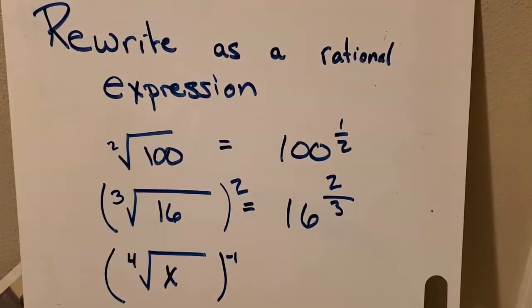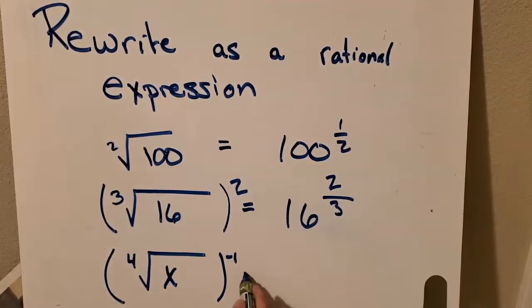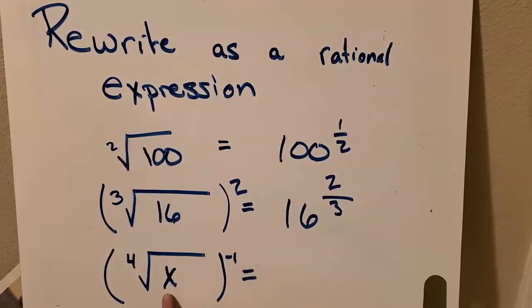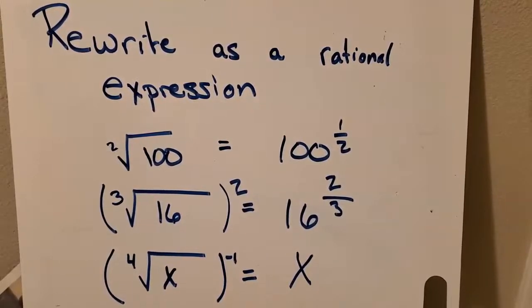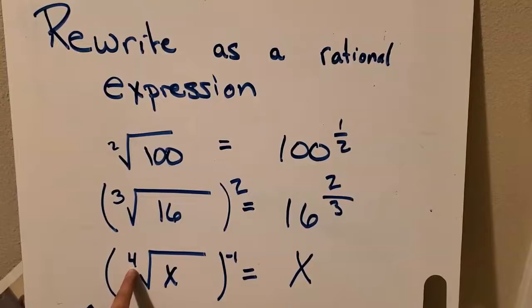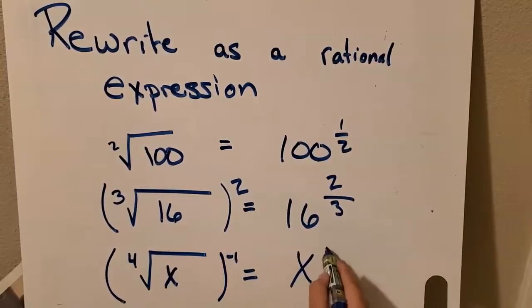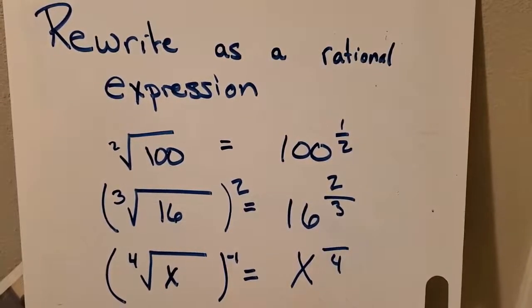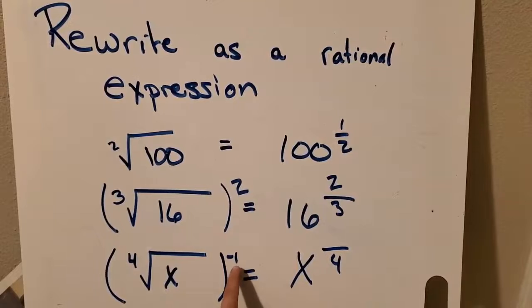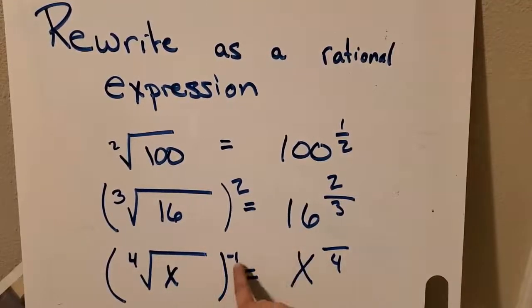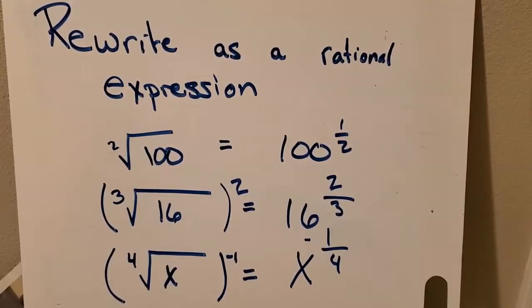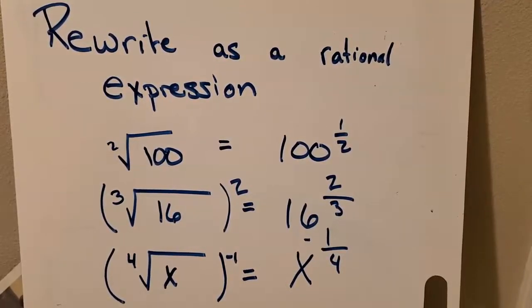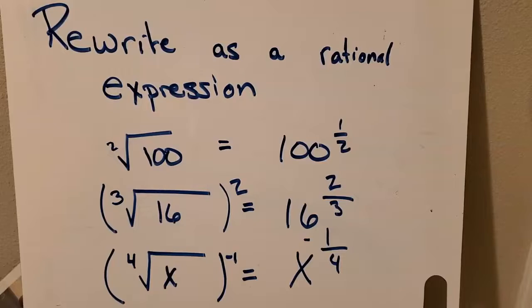Let's go through this last one that has an x as an unknown value. So same pattern. Our base stays unchanged, so x stays where it is. The number in front of the root sign becomes the denominator of our exponent fraction, so 4, and the power that the root is being raised to is the top. This is -1. So our rational expression is going to be x to the -1/4 power.